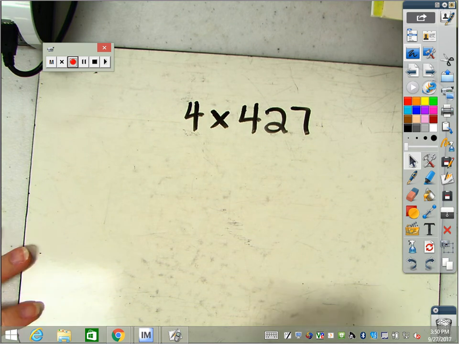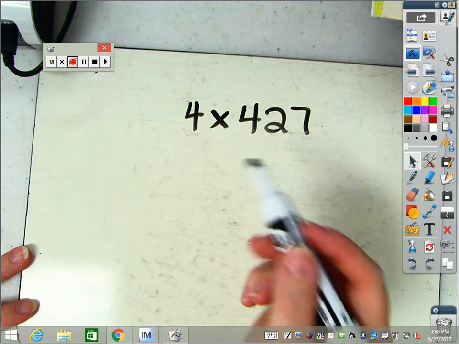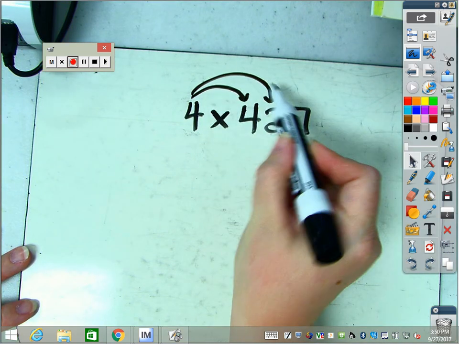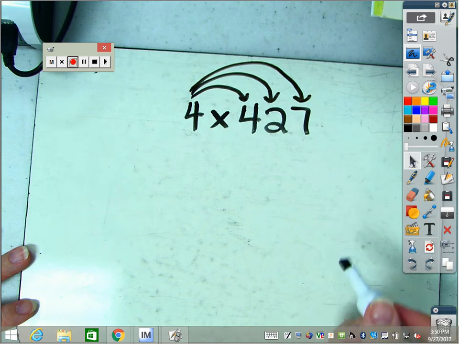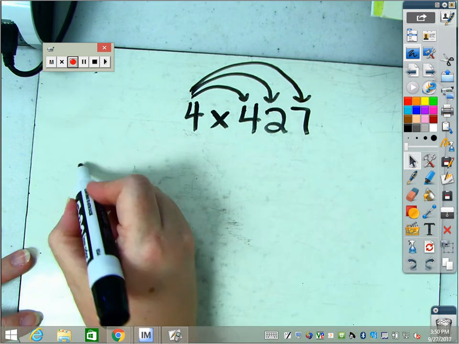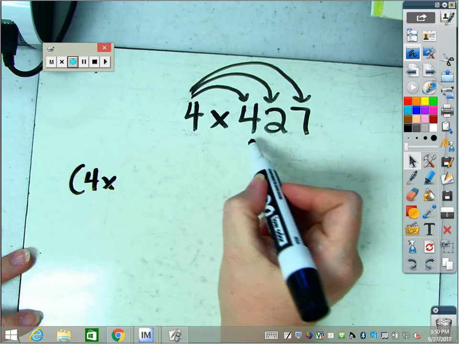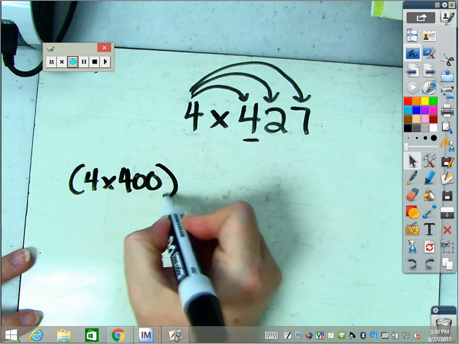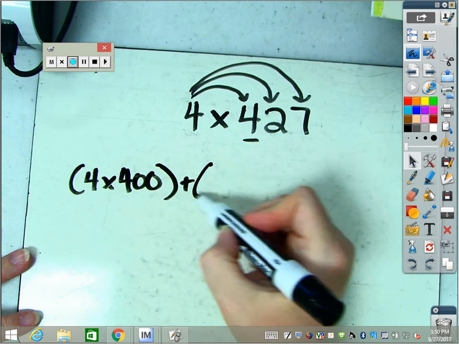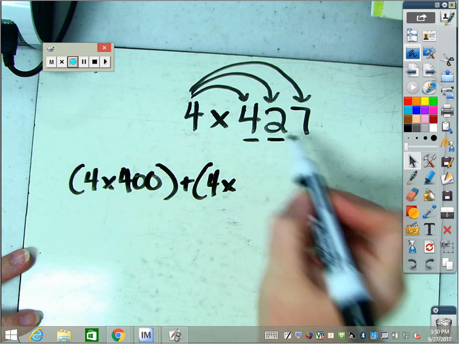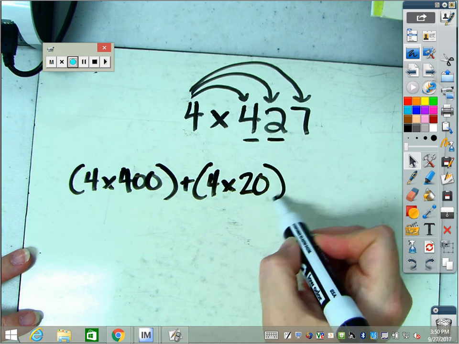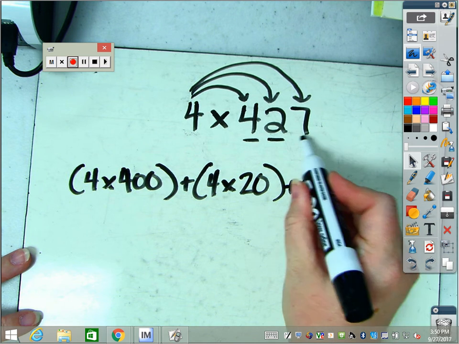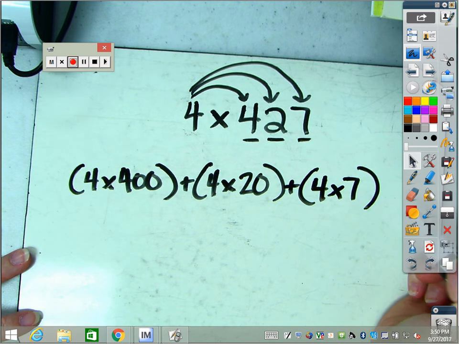Okay, hopefully you were able to solve that one. Remember, you're distributing your 4 to each of your values here, like we did in class today. So we're going to start out by multiplying 4 times the value of our hundreds place, which is 400. Then we're going to add on 4 times the value of our tens place, which is 20. And then we're going to finish up with 4 times the value in our ones place, which is 7.